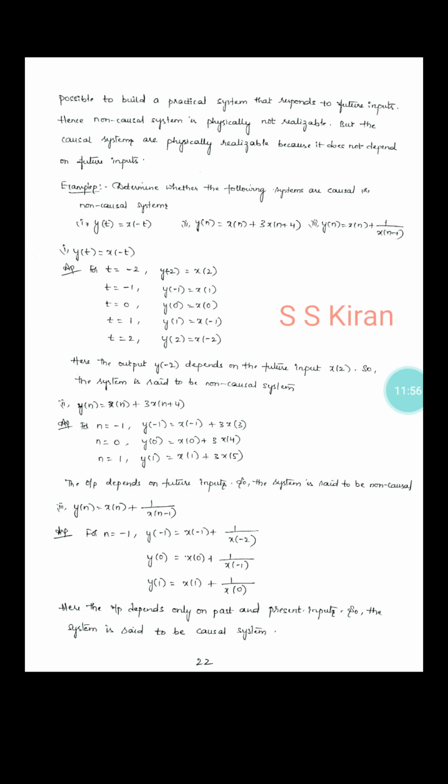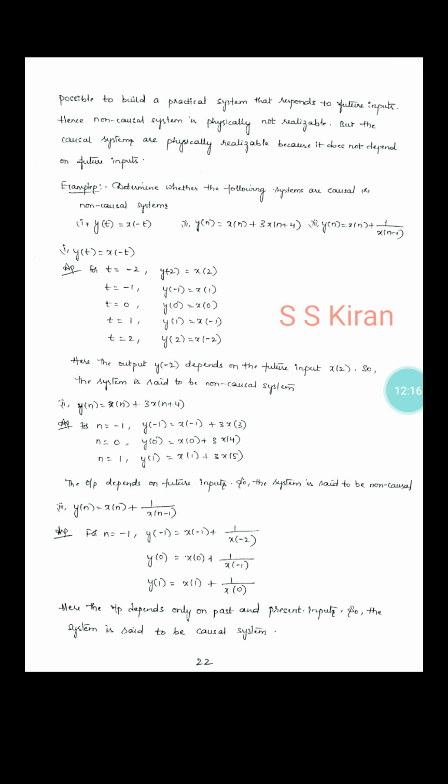For the first one, y of t is equal to x of minus t. This is the first example. So y of t is equal to x of minus t. Take some different values: t equal to minus 2, t equal to minus 1, t equal to 0, t equal to 1, t equal to 2. If t equal to minus 2, we get x of minus 2 is equal to x of 2.